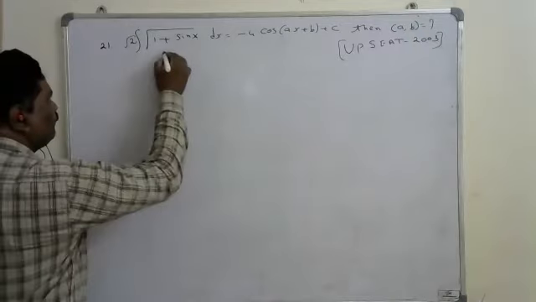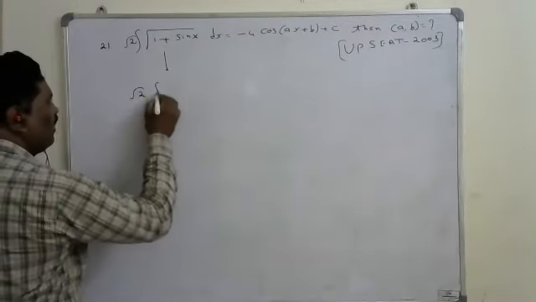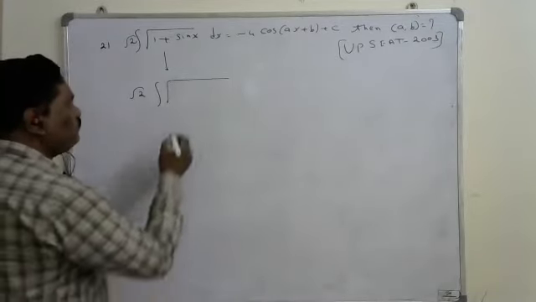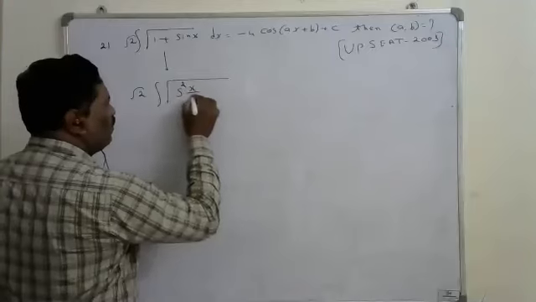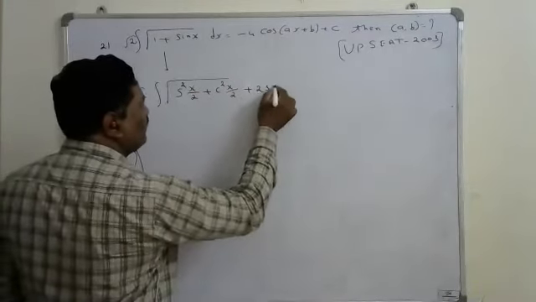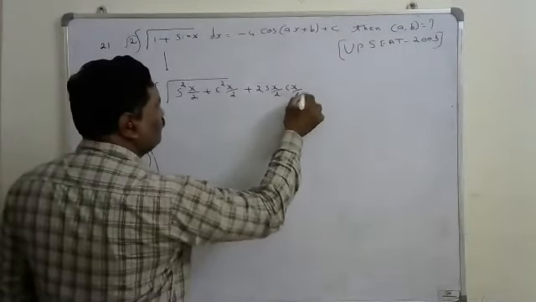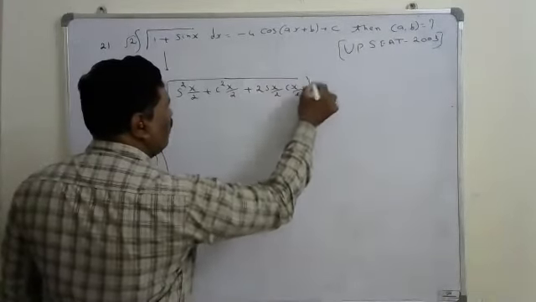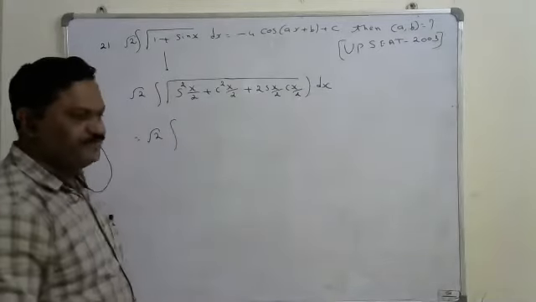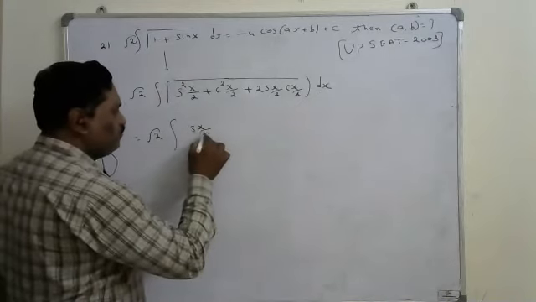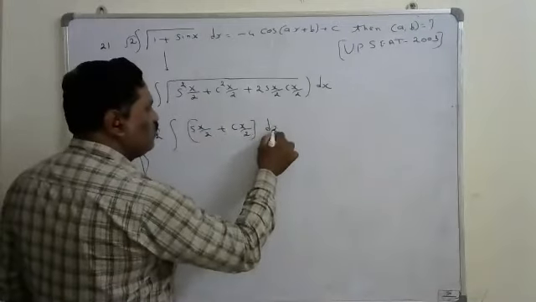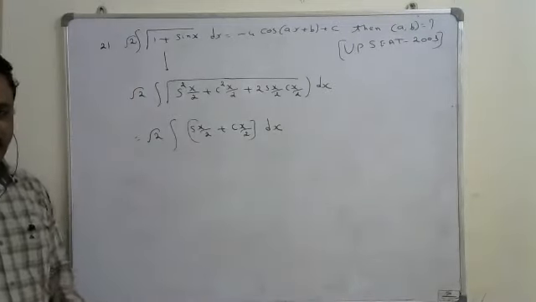For converting this, there is a root 2 outside, and the integral of the square root. Tell me, how do you write the 1 here? We write it as sin square x by 2 plus cos square x by 2, plus sin x as 2 sin x by 2 cos x by 2, dx. Now it is root 2 times the square root of sin x by 2 plus cos x by 2, whole square, so the square root of the whole square means sin x by 2 plus cos x by 2 comes out.